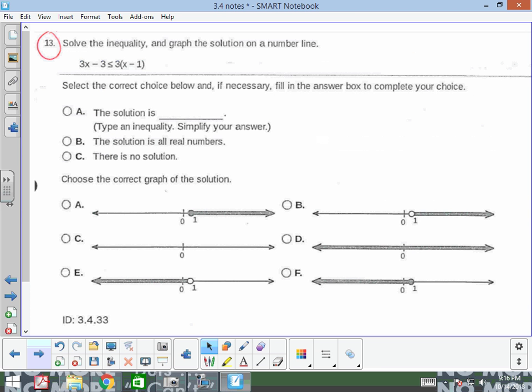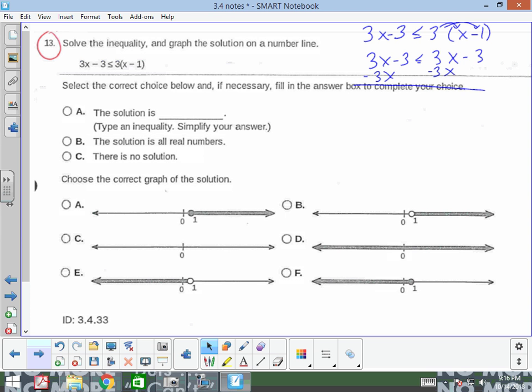All right, 13. We got some steps we need to do here. I'm going to write the problem. So 3x minus 3 is less than or equal to 3 parentheses x minus 1. So this is the distributive property. So we did something similar to this before, but this time I want you to go ahead and keep going with that x. So we'll go to the right side and move that x term.